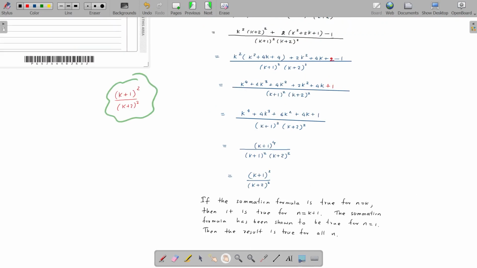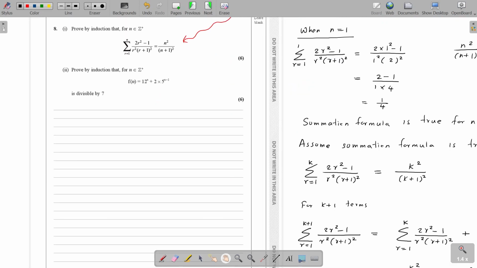Okay, moving on to Roman number 2. Prove by induction that for positive integers n, Fn equals 12 to the power n plus 2 times 5 to the power n minus 1 is divisible by 7. So how do we prove it's divisible by 7? How do we start this proof? First we start for n equals 1. So we have to check whether for n equals 1, this is divisible by 7.